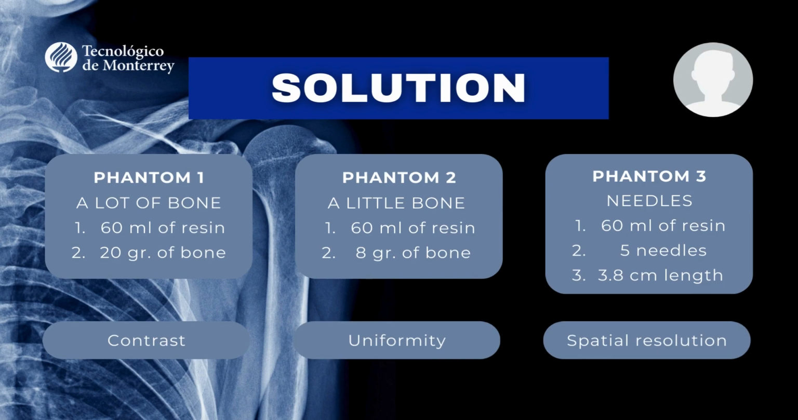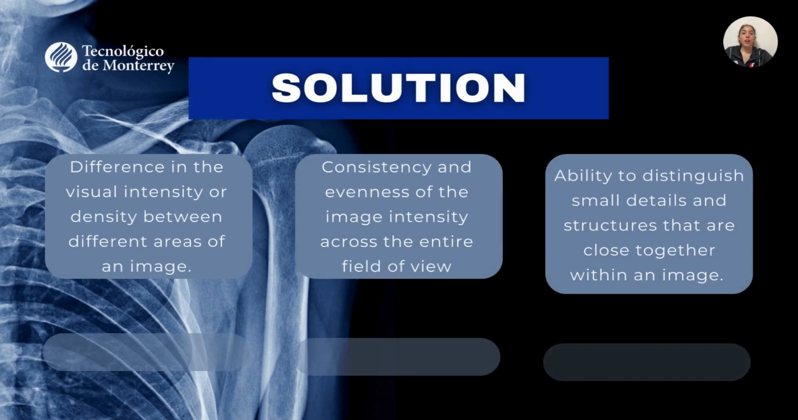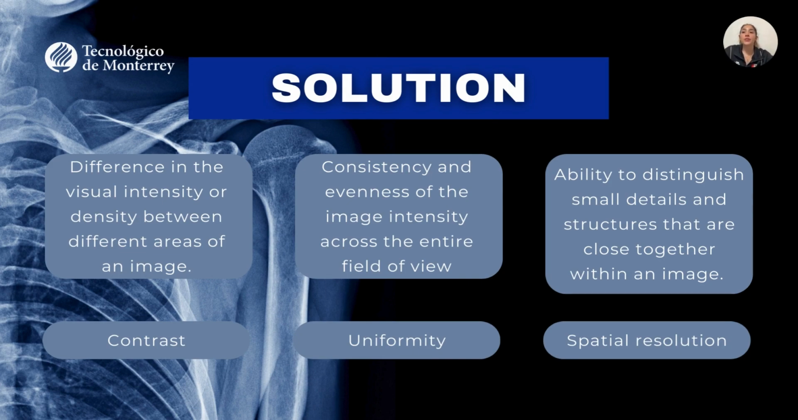We propose three phantoms: a lot of bone, a little bone, and needles. Phantoms 1 and 2 are going to help us measure contrast and uniformity, and the needles are going to help us measure spatial resolution. For quick context, by contrast we mean the difference in the visual intensity or density between the different areas of an image.